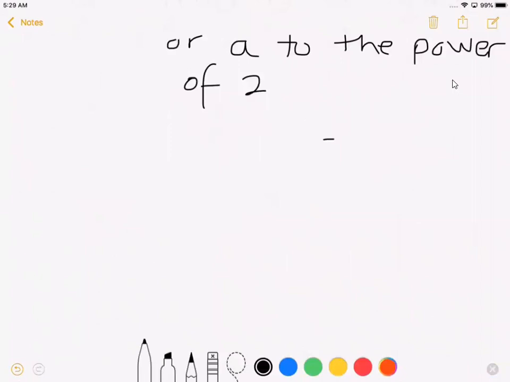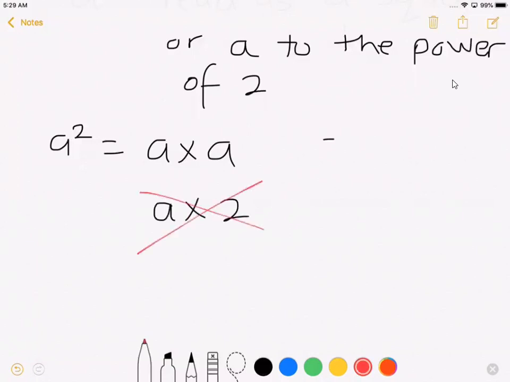A squared means multiply a by itself 2 times. So I'm going to say a times a. Most people make a common mistake of saying a squared is equal to a times 2, which is very, very wrong. It doesn't mean that. It means multiply a by itself 2 times.